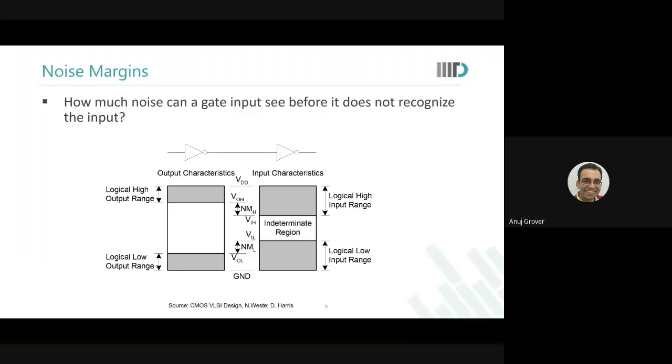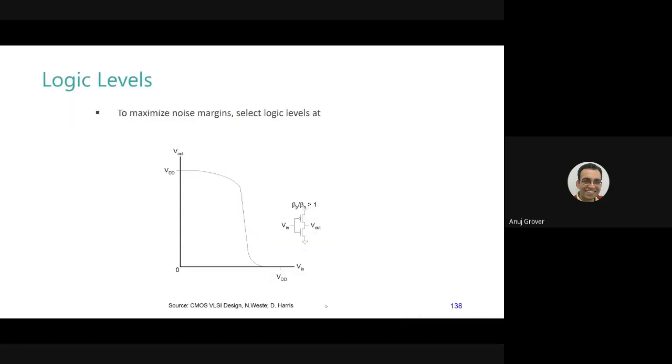So the first thing that was asked was, how do we understand these noise margins with respect to the characteristic curve over here? Yes, sir. This one. So what are the questions around this?